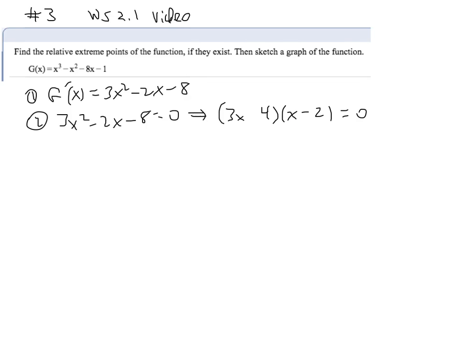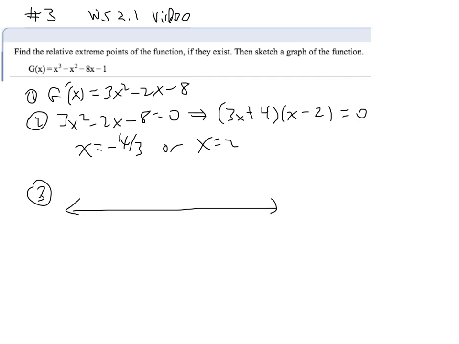So I'll have a negative 6 as my outer and a positive 4 as my inner in FOIL. And so now I have the 3x squared, I have negative 8, positive 4x, negative 6x. And so that's going to be the right thing. So that means that my critical values are x equals negative 4/3 or x equals 2.